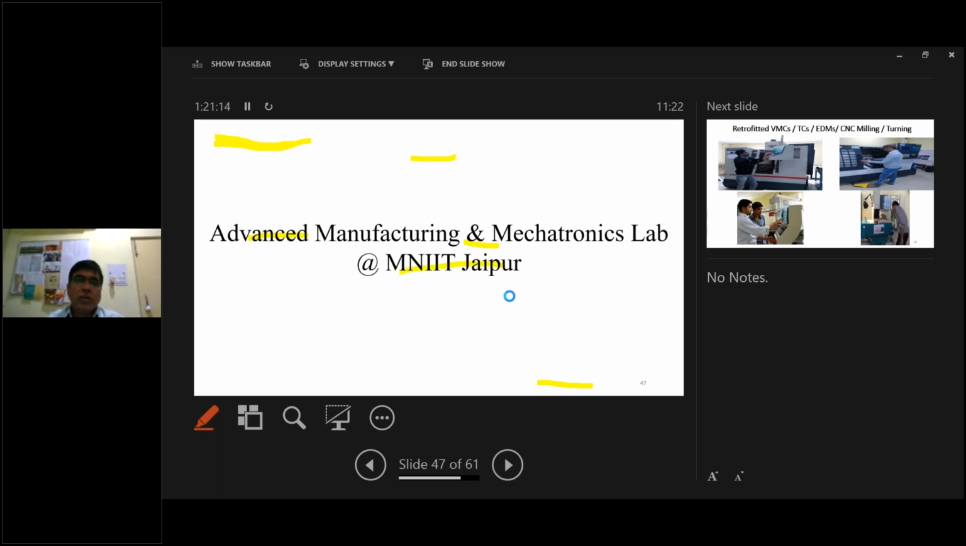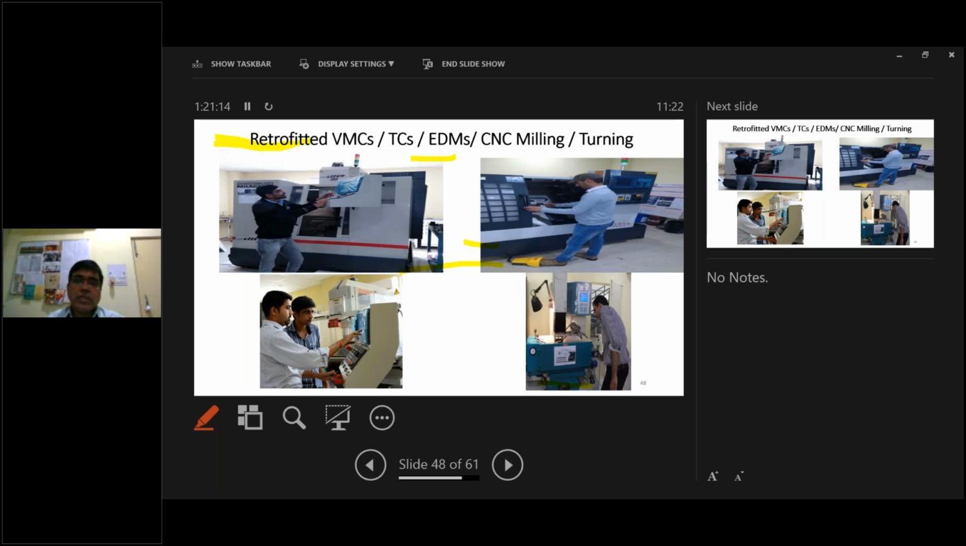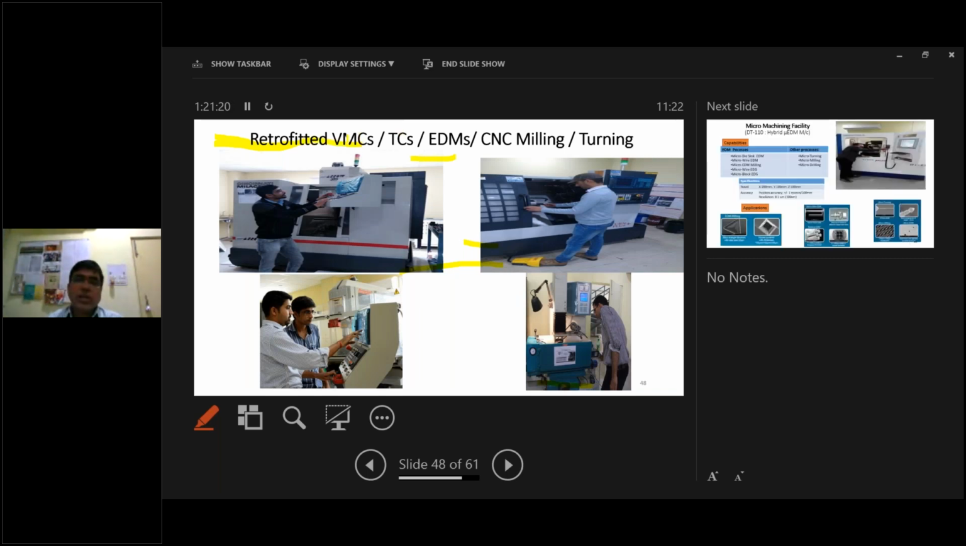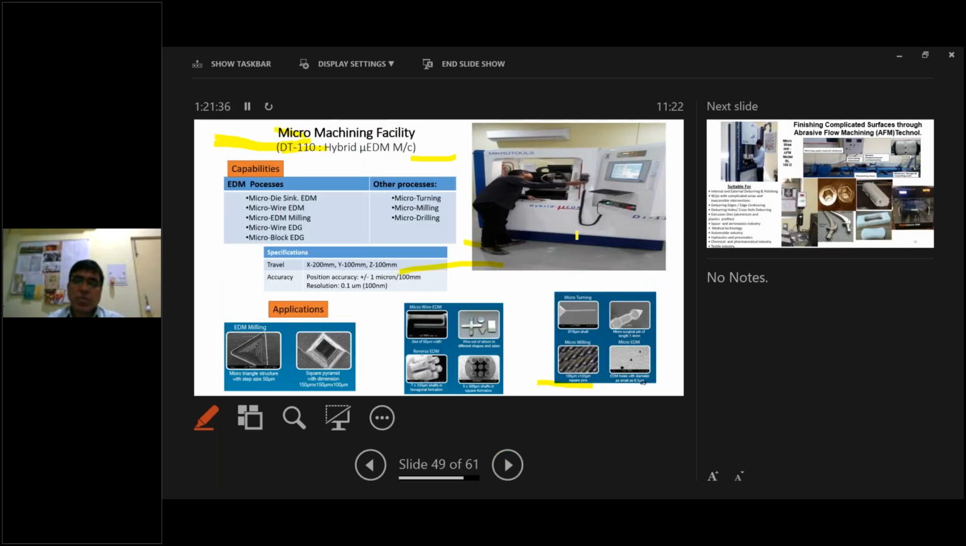So what I have are these old CNC machines that have been retrofitted. The vertical machining centers and turning centers and EDMs and CNC milling, all those things are our bread and butter, particularly for my basic research in manufacturing. And then there are other micro machines like this DT110 hybrid micro machine, which is for meso-size micro machining, which is again used.